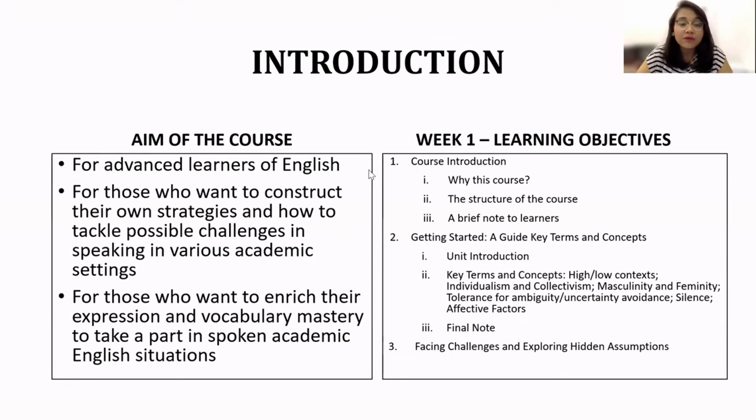Let's start from the aim of this course. So this course is aimed for advanced learners of English because this course is about academic communication, academic language. If this course were aimed at a class of beginner English, they would face many difficulties because there will be a lot of technical issues. There will be a lot of technical vocabularies and also structures and expressions too. So this course is more suitable for advanced learners of English.